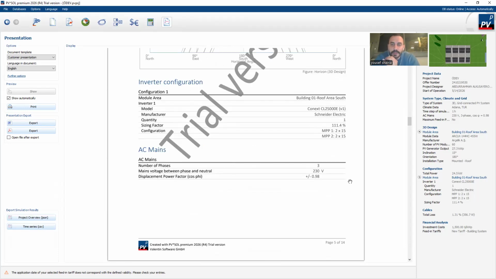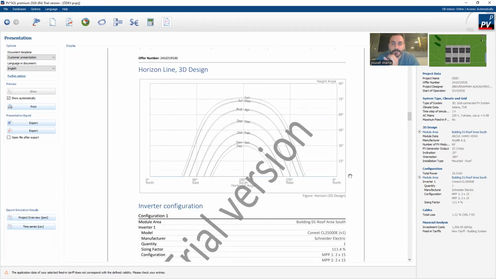On the same page, one of the most critical steps in solar system design is shading analysis. Shading from nearby trees, buildings, or structures can significantly reduce the energy production of a PV system. PV*SOL performs this analysis automatically based on the 3D model of the building and its surroundings.